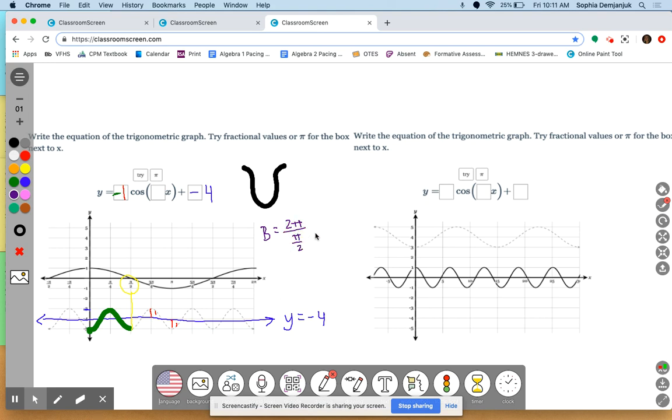We can rewrite this so that it's a little bit easier to see. 2 pi divided by pi over 2. We know that 2 pi is really 2 pi over 1, and we can work with our fractions division rule. Keep the first fraction, flip the sign to multiplication, flip the second fraction. Pi on top, pi on the bottom, cancels out. We have 2 pi times 2 to give us 4 pi.